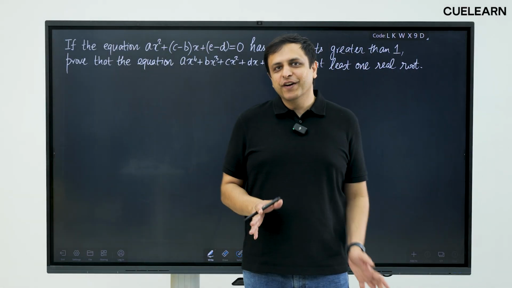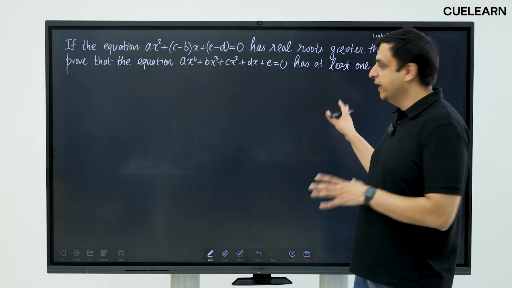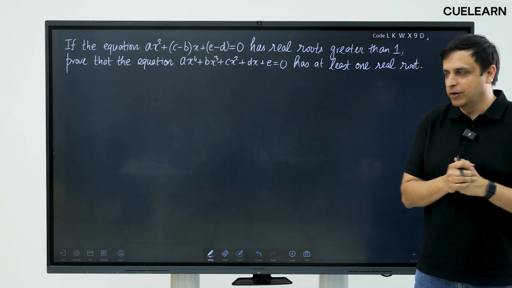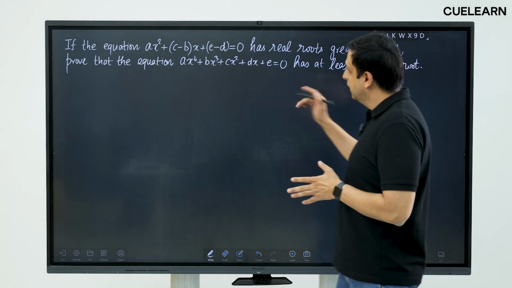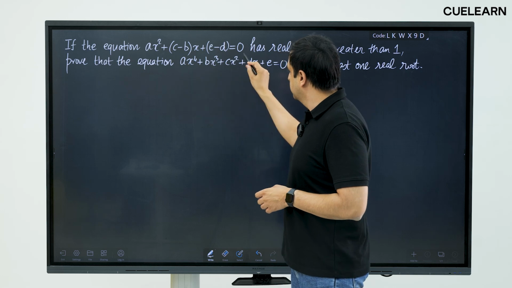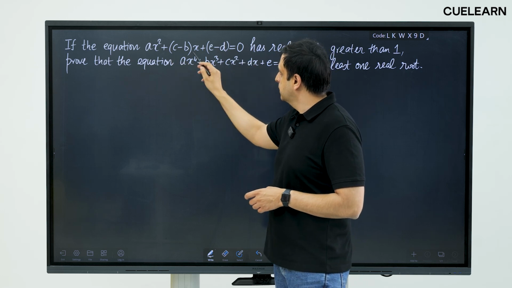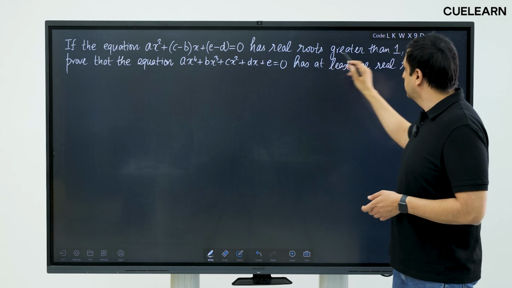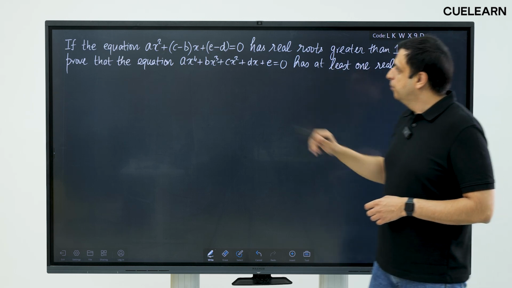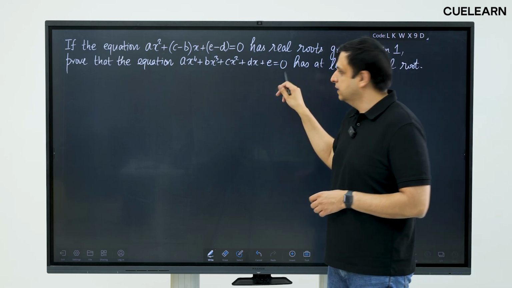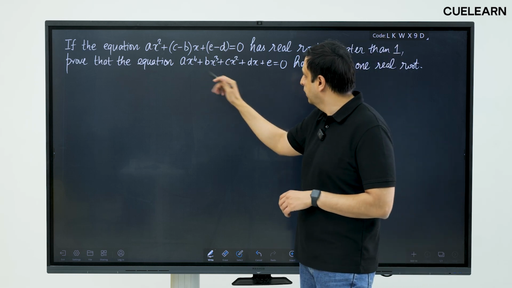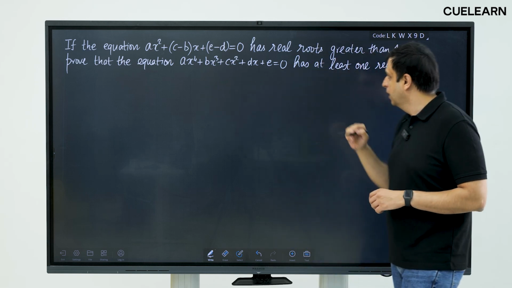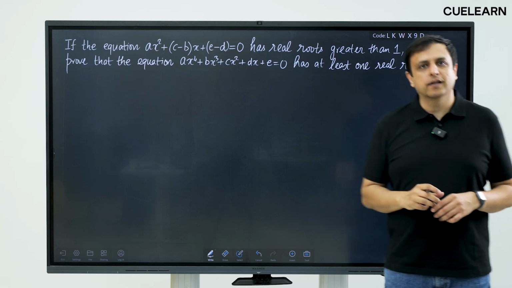Hi, in this video, I'm going to solve this very interesting math question that came up on a Greek math Olympiad. Here's what it says. If this quadratic equation ax square plus (c minus b)x plus (e minus d) equal to 0 has real roots greater than 1, prove that this fourth degree equation ax to the 4 plus bx cube plus cx square plus dx plus e equal to 0 has at least one real root.